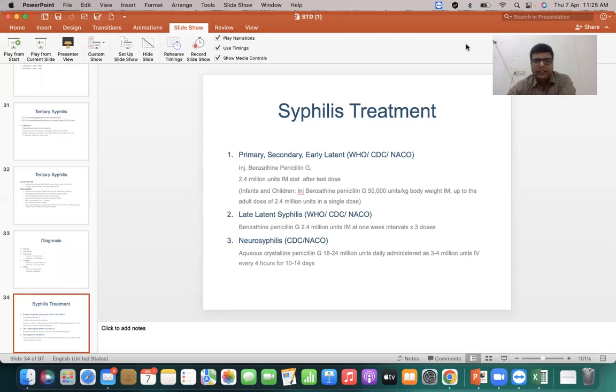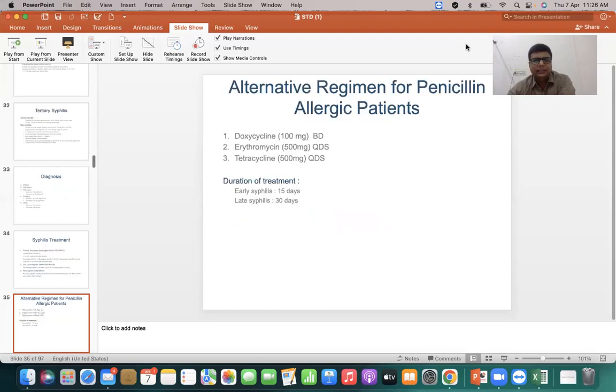Treatment of late latent syphilis is benzathine penicillin G, 2.4 million units IM, 3 doses at 1 week interval. In neurosyphilis, we give aqueous crystalline penicillin G, 18 to 24 million units daily, administered as 3 to 4 million units IV every 4 hours for 10 to 14 days. In patients with penicillin allergy, you can give doxycycline, erythromycin, and tetracycline. The duration of treatment for early syphilis is 15 days and for late syphilis is 30 days.